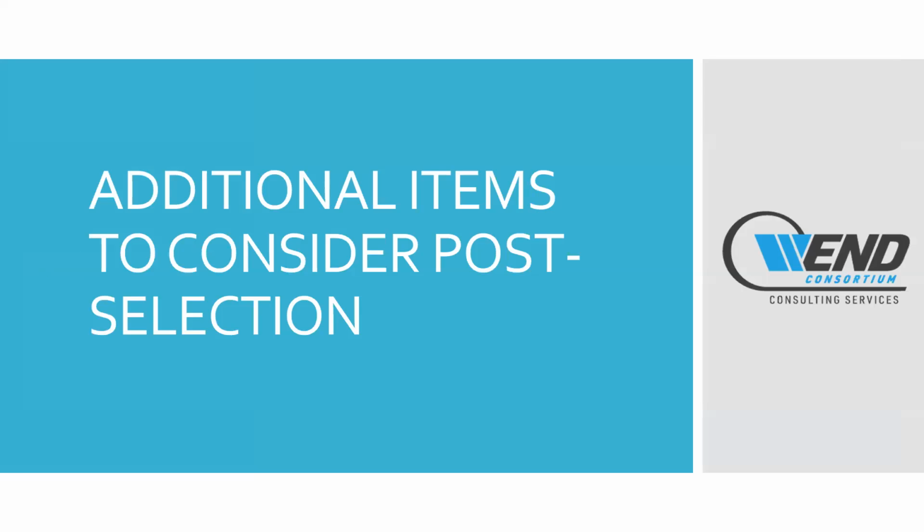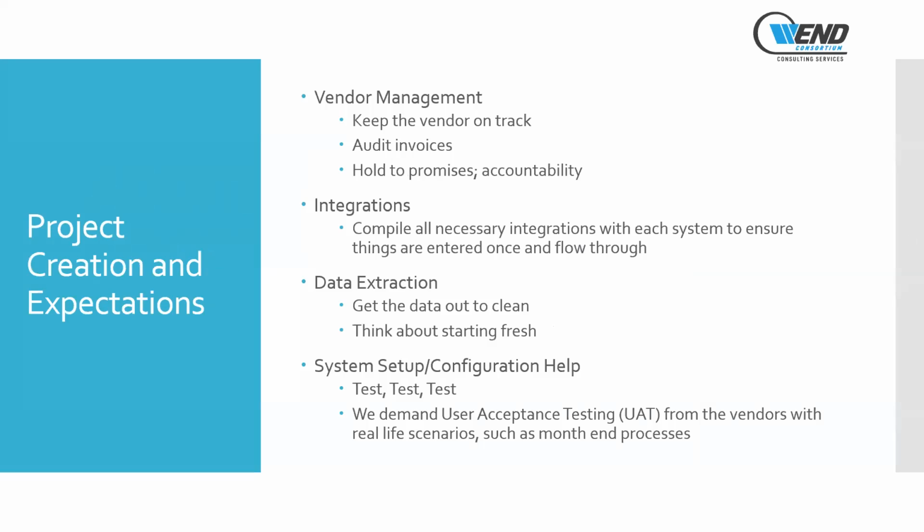So additional items to consider, post-selection. When you've completed that technology selection, it's the proverbial what's next. When that project creation and expectations happen, you want to ensure that you are keeping that vendor on track. We want to look at all the invoices that they send over. We want to reference our technology selection scorecard and our notes to make sure that we hold them to the promises and accountability for what they said during the pre-sales, the sales, and the post-sales cycle.